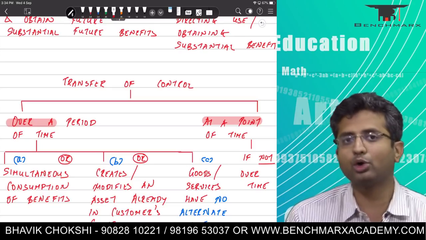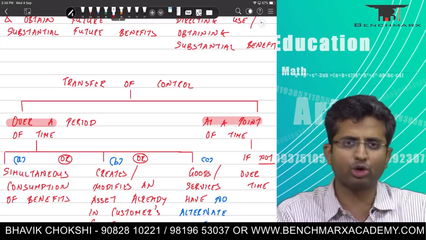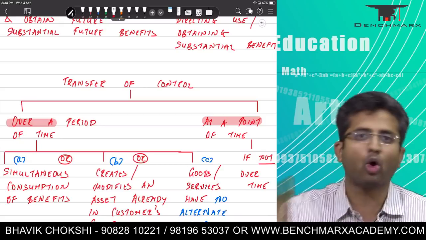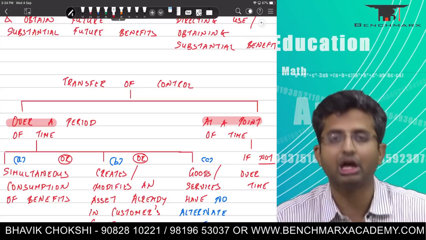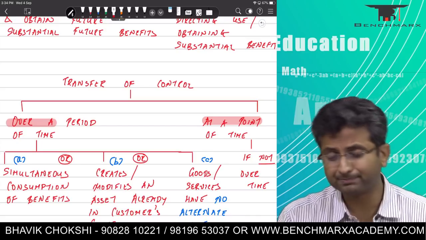On the other hand, if you are an auditor and you have done a significant audit and now you want to recuse yourself, you want to move out of audit, a new auditor gets appointed, you will have to substantially do all the work again, in which case benefits were not being transferred simultaneously. Criteria number A. That is when the transfer is happening over a period of time.